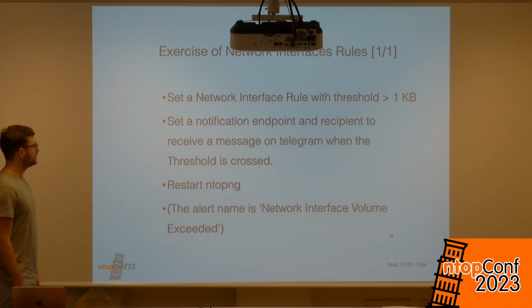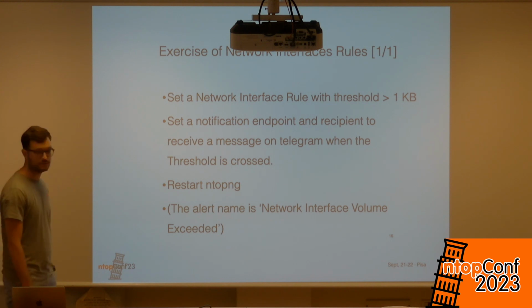So in this exercise, we will try to set the network interface rules with a threshold of more than 1 kilobyte, then set a notification endpoint recipient to receive a message on Telegram when the threshold is crossed. After that, restart ntopng. And remember, the alert name is network interface volume exceeded.